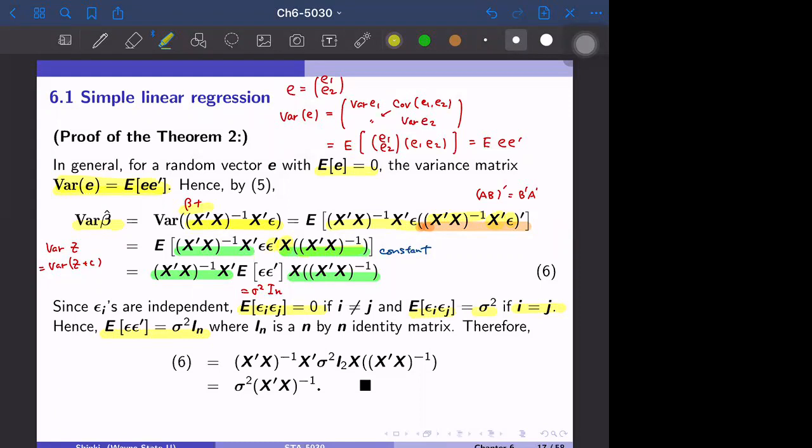So actually this disappears. We only have sigma square, but the identity matrix is the same as multiplying by nothing. So just think about the green part. In the green part, there's still the X prime X inverse, so only the last term remains. And then we get sigma square times X transpose X inverse. So now we have completed the proof for the variance of beta hat formula.